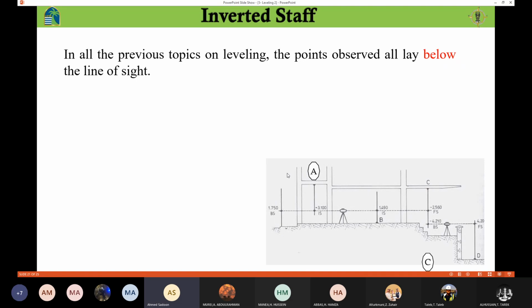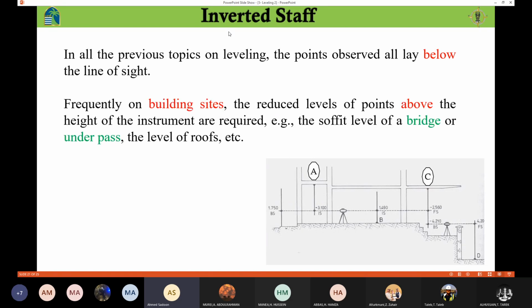For example, this point, point A, is above the line of sight. Point C also is above the line of sight. So in order to know the elevation or the height of these points, we need to use the inverted staff. Frequently on building sites, the reduced levels of points above the height of an instrument are required.